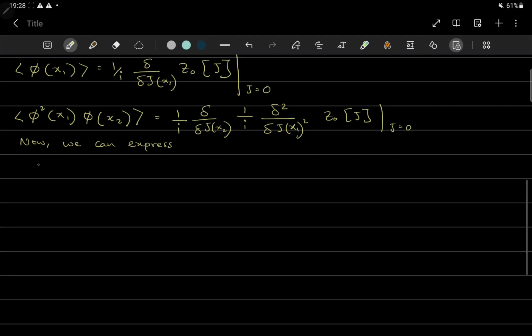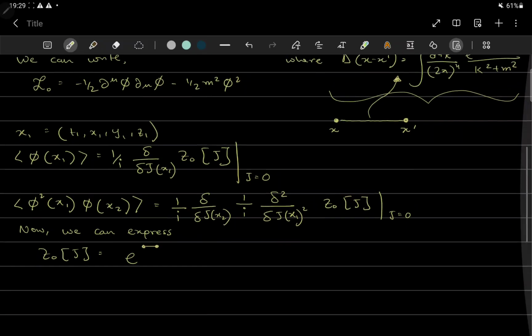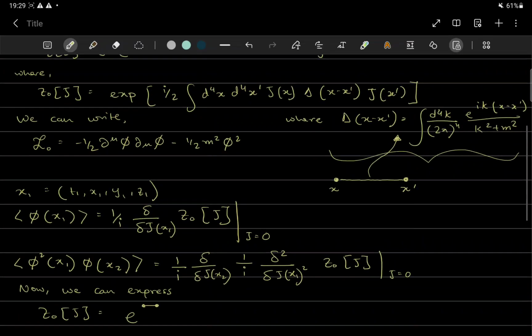Now we can express the free field generating functional in this particular way, which is also very intuitive, and we can express it as e to the power of this diagram. Now let's try to understand what this diagram means. So you see over here that this part basically gives you the propagator, right? And this whole expression is given by this expression over here.